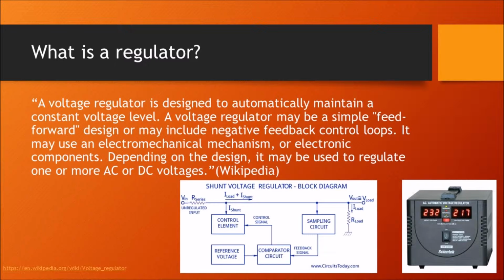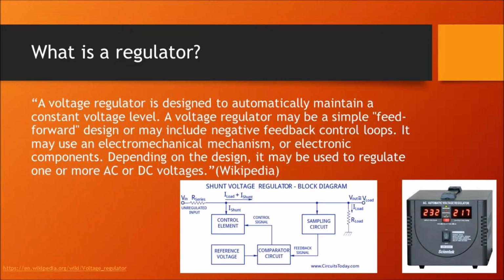In the pictures below, there is a closed-loop shunt voltage regulator and a DC automatic voltage regulator. The picture on the right is similar to the voltage sources that we have in our labs. They are able to output a consistent voltage despite load changes, but are limited to a relatively small maximum current.